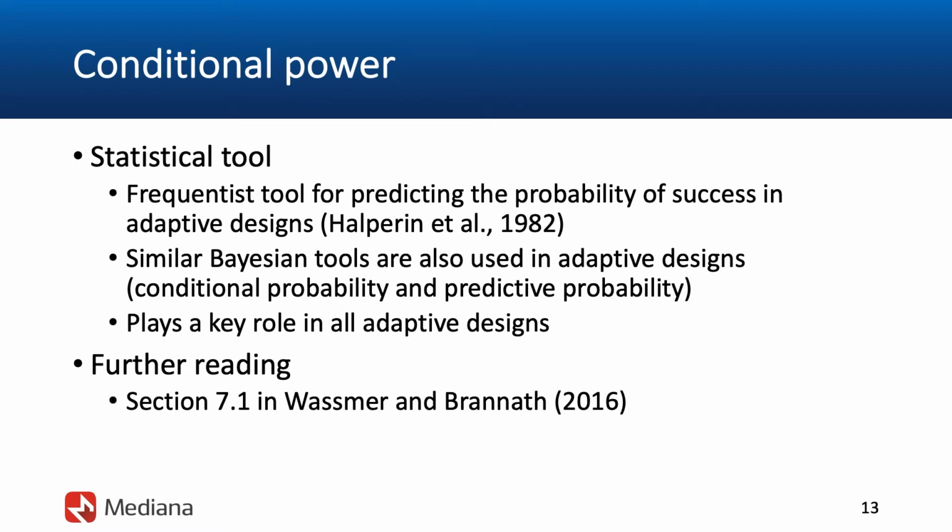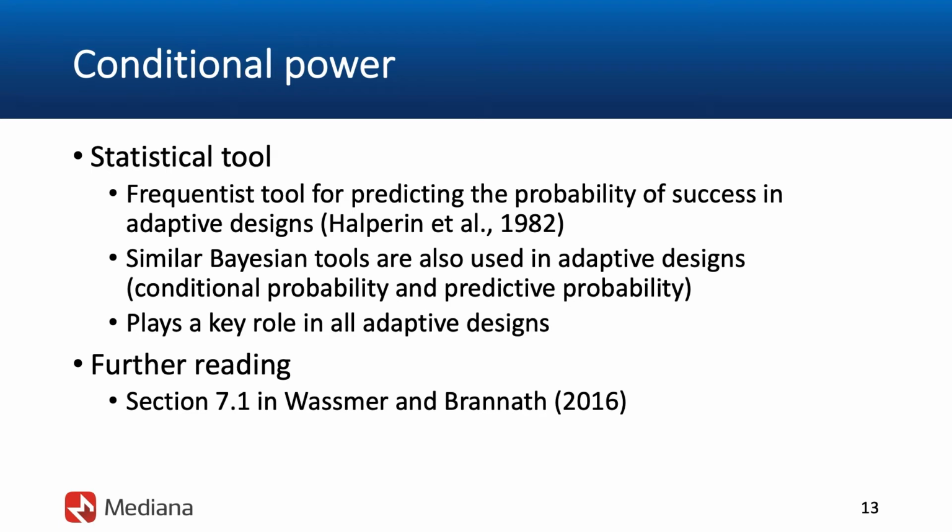It is one of the most fundamental and most commonly used concepts in adaptive trials. In very simple terms, it quantifies the predicted probability of success, or the projected likelihood of success, given the results and findings available at the time of an interim assessment.